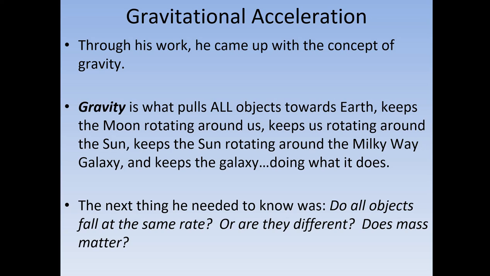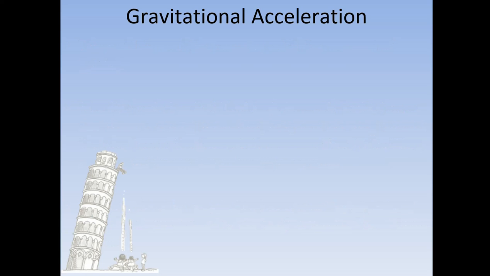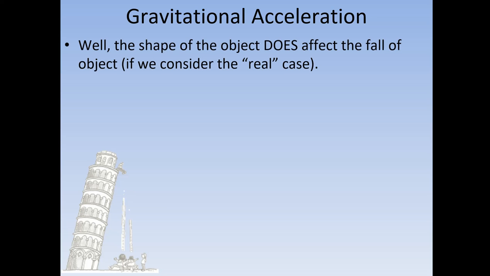Now, the next thing he wanted to know was, is this something that affects all objects differently? Are certain objects more affected by gravity than others? So he wants to see, does mass matter? Now, in the real case, as you probably know, if you drop a textbook and a piece of paper, one is going to land first. The textbook's going to land first. In fact, it happens all the time. There are times where you drop one object and it'll hit the ground before another object goes.